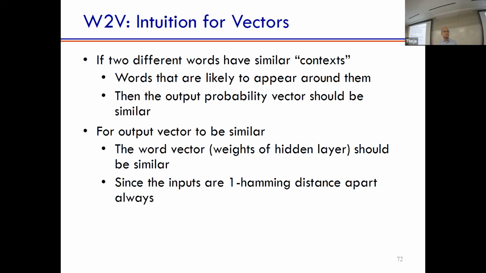What's the definition of similar? Similar, you can think of in terms of cosine similarity. You can think in terms of Euclidean distance, whatever you want to. Again, this is a design choice of what is similar.